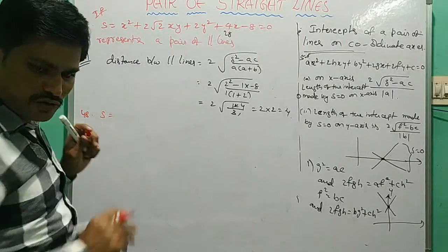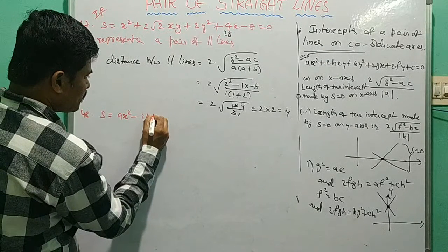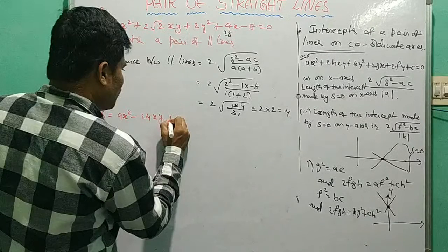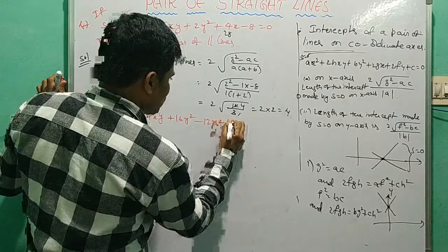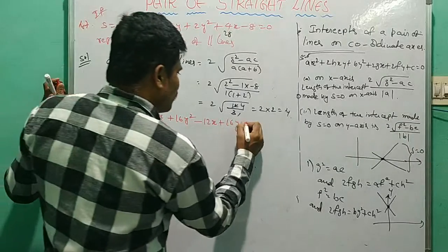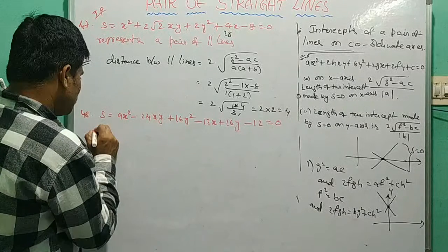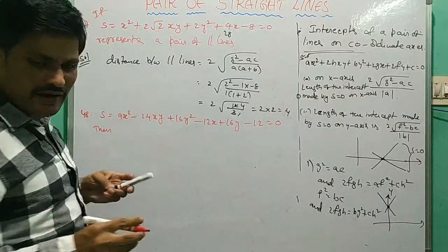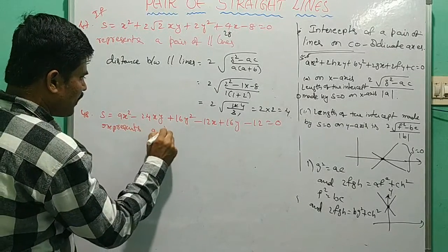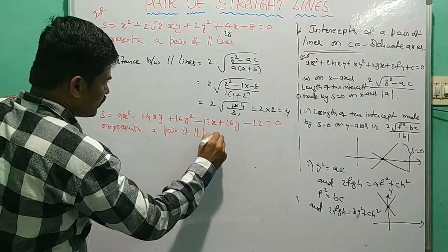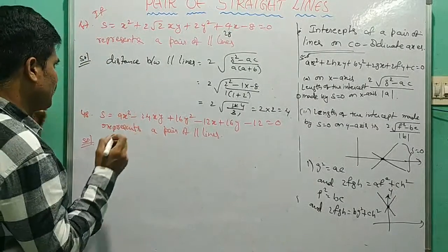Here also, given S equals 9x square minus 24xy plus 16y square plus 16y minus 12 equal to 0. Then the distance between parallel lines. This also represents a pair of parallel lines. Then we have to find the distance between the parallel lines.